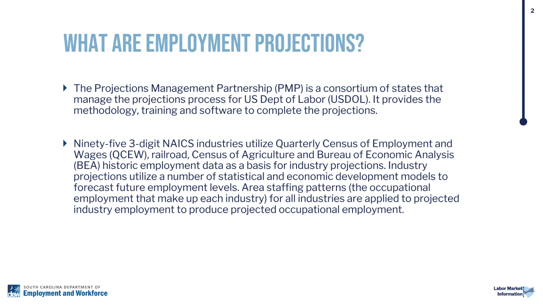So DEW completes 2 sets of projections every year. One is for a 2-year time frame, and one is for a 10-year time frame. So what we actually do is project 95 industries at the 3-digit level and utilize a number of sources of employment data to develop the historic database upon which we base our projections. So the process examines historic employment trends, and it utilizes a number of statistical and economic development data models to forecast future employment levels. So staffing patterns, which are the occupational employment levels that make up each industry, those are applied to the industry employment to yield occupational projected employment.